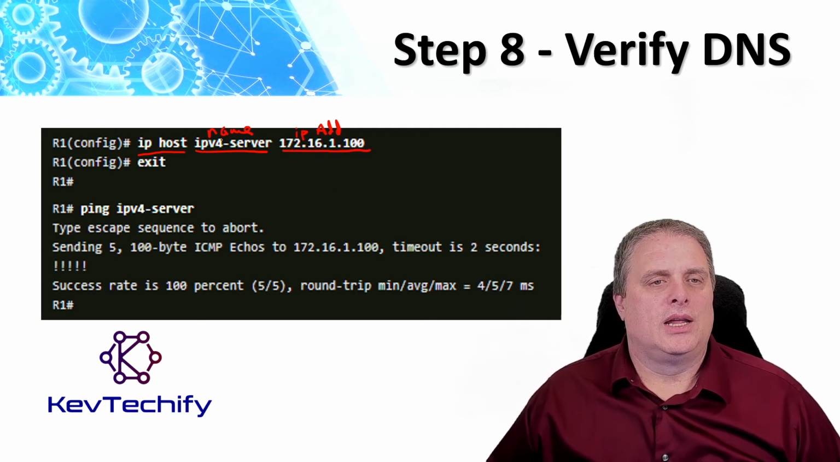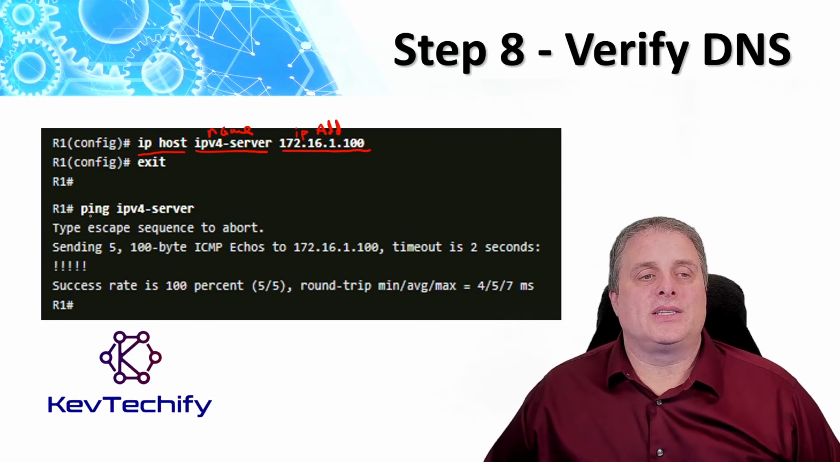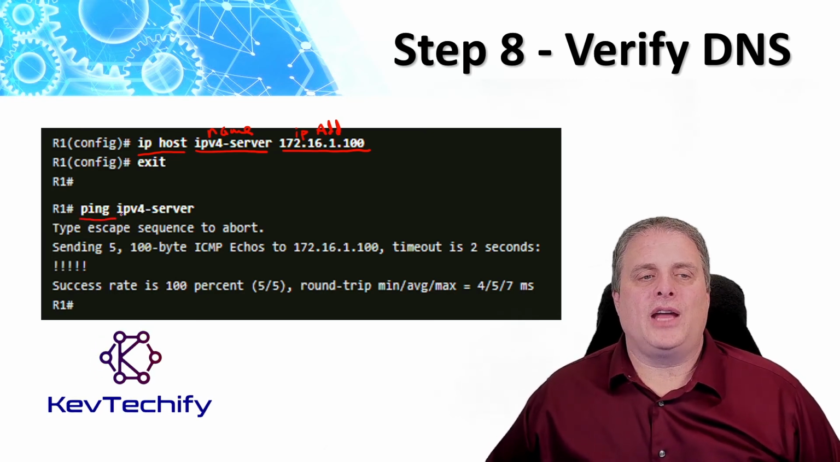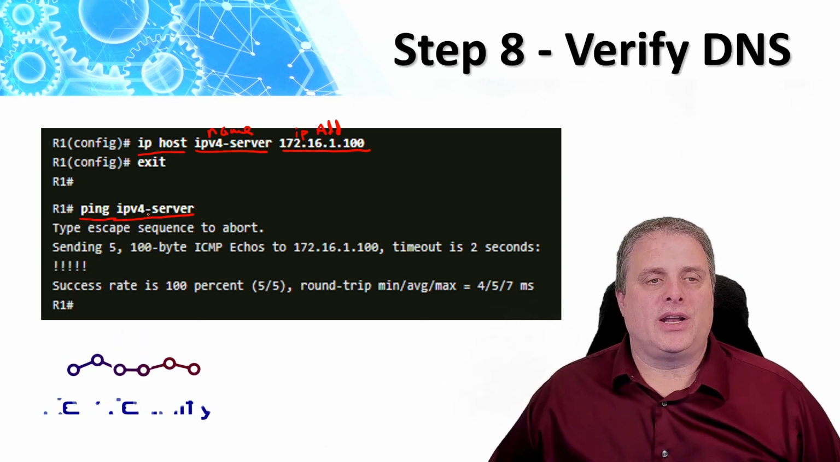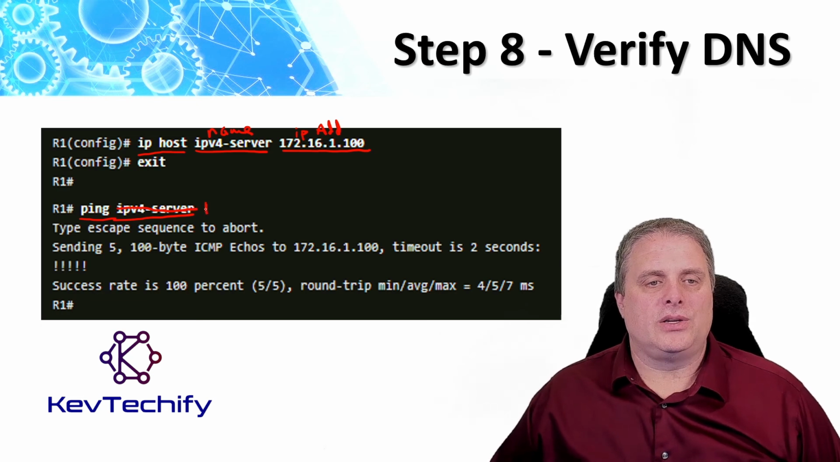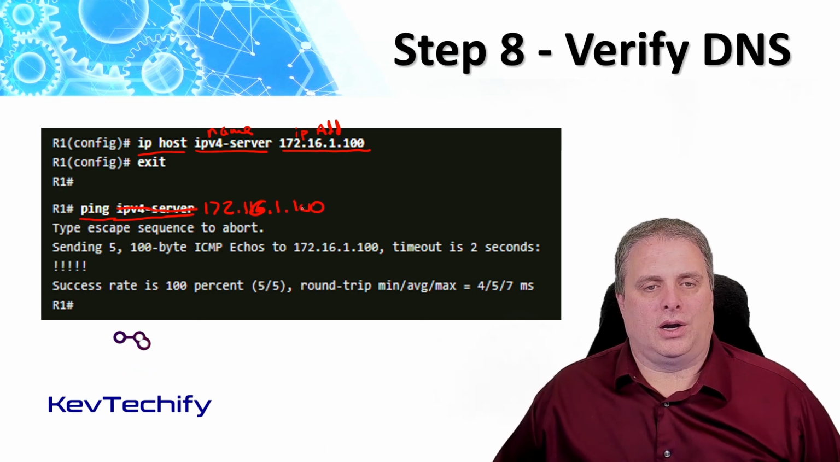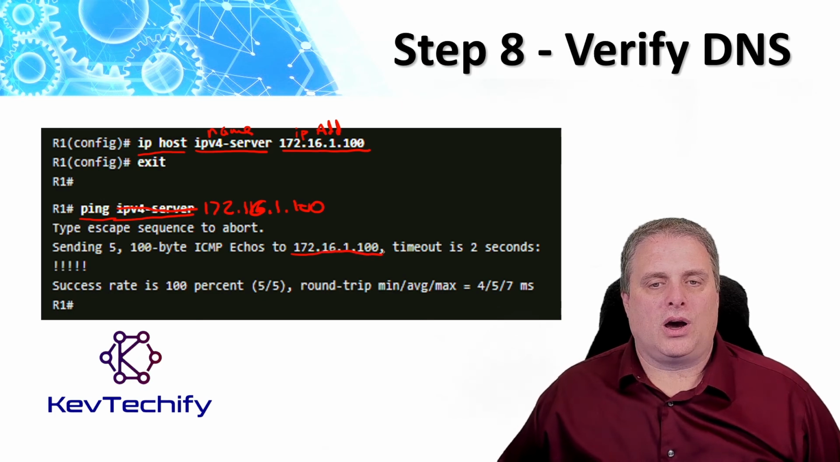So ip host, the name that you want to be resolved, and then the IP address that you are pointing it to. We can then use a lot of our IP commands like ping, and instead of putting in an IP address, you can put in the name. Here we have ping IPv4-server. The operating system then looks and says, okay, I have an entry here that says whenever I see this name, don't connect to this name, but actually connect to the IP address of 172.16.1.100. And then notice the ping here says, okay, 172.16.1.100 is what we're pinging.